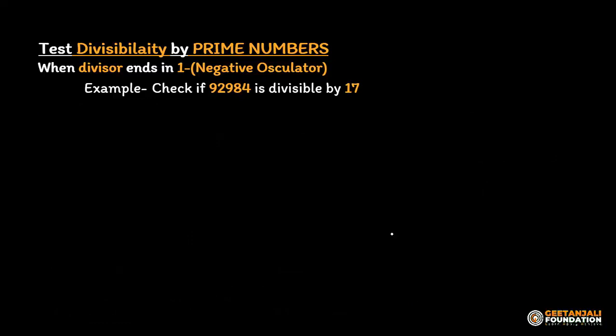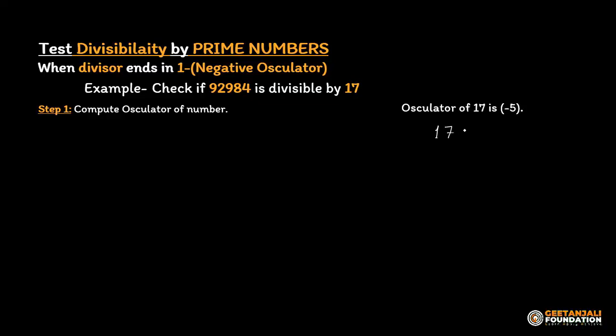One more example. Check if 92984 is divisible by 17. If you observe, it is the same question which we have done previously when the divisor ends in 9. Suppose we want to do it with the divisor ending in 1, how can we go about the method? So first compute the oscillator of the number. The oscillator of 17 is minus 5.